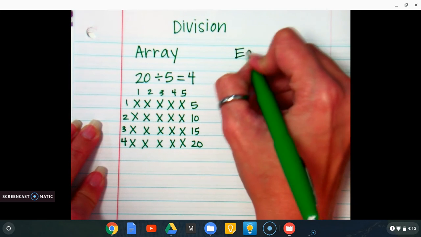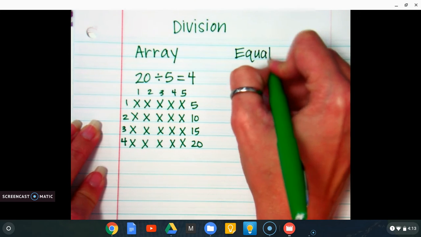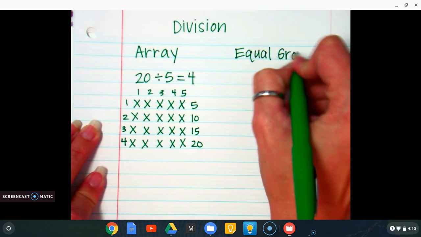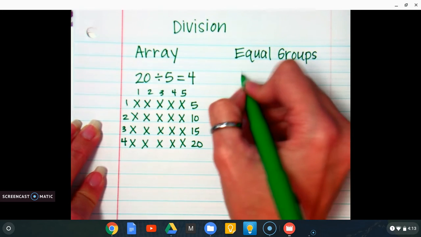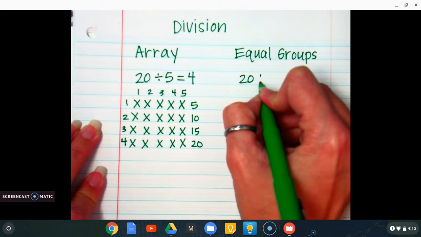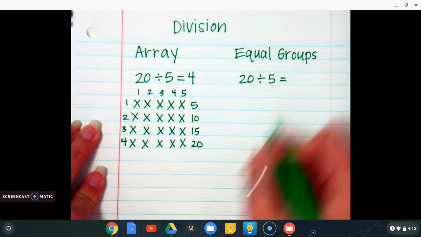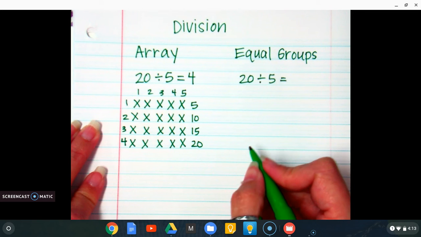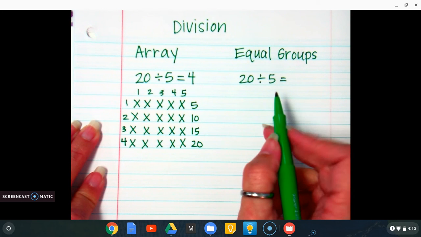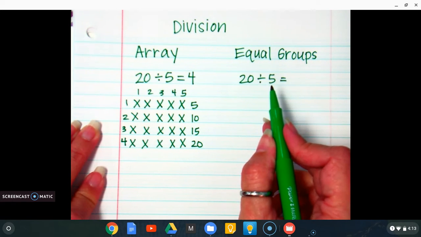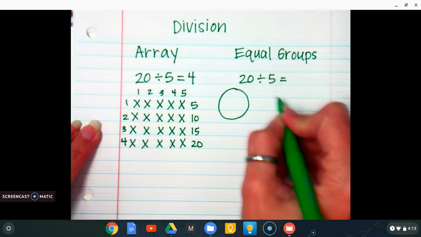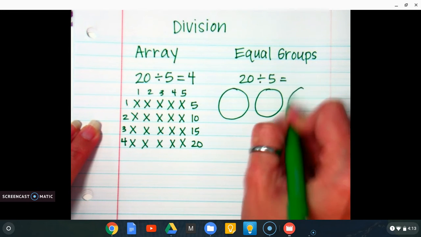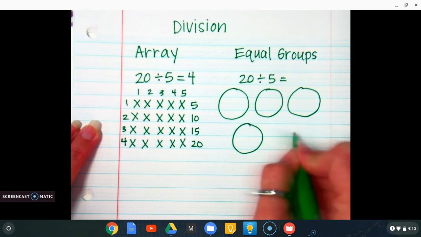Now, I'm going to do the same thing, but I'm going to use the equal groups strategy. The same equation, 20 divided by 5 equals. Now in this one, I tell them that they have to use the smaller number. So this is the divisor. And they're going to draw that many circles. So I'm going to draw 5 circles again. 1, 2, 3, 4, 5.